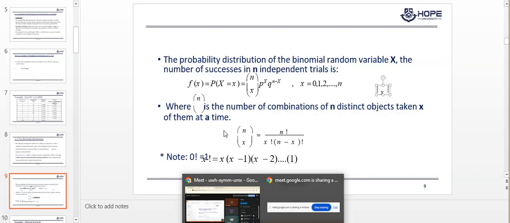It stands for the number of combinations of n distinct objects taken x of them at a time.